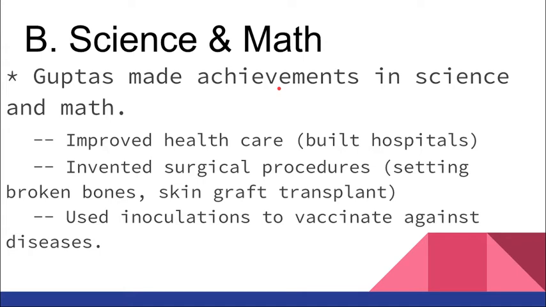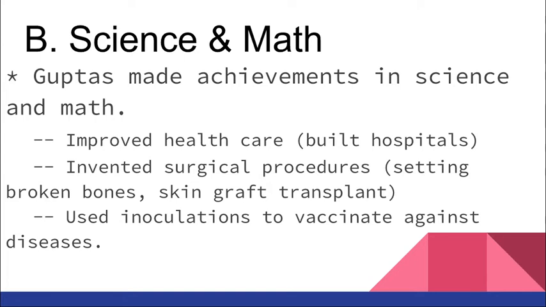But eventually, the Guptas, once they control this large region of India, they are able to have peace and stability and wealth and trade. And because they have all this ability, they expand on the sciences and on mathematics. And this kind of leads to what we call the golden age.